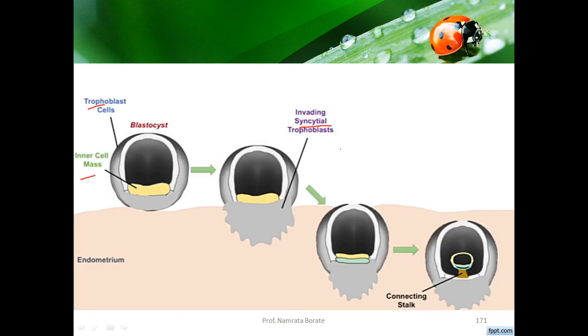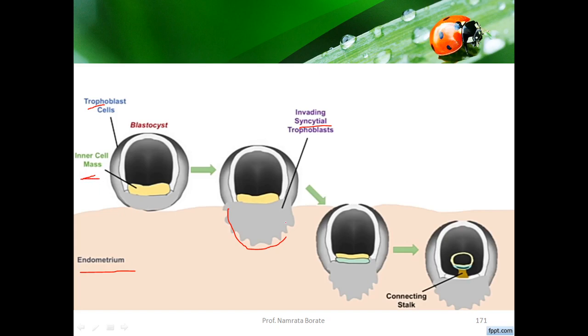The syncytiotrophoblast gives out processes which extensively invade the endometrium region. The result is that the blastocyst completely burrows into the endometrium, and the embryo gets implanted into the endometrium region. Inside it, there is the presence of the innermost cell.